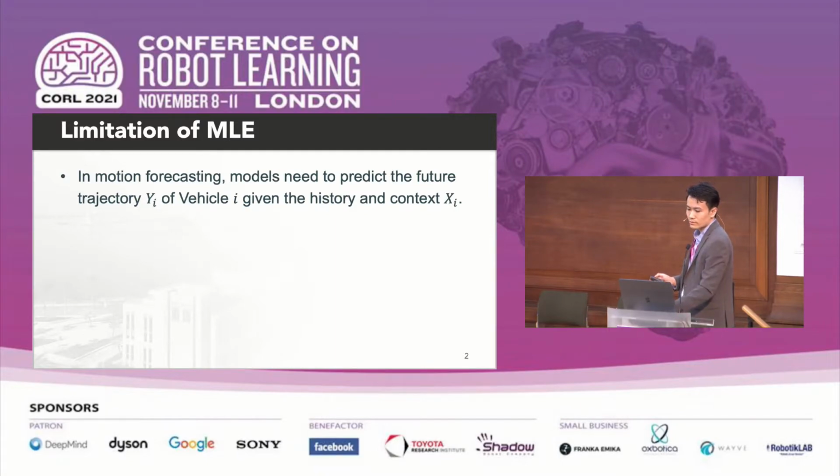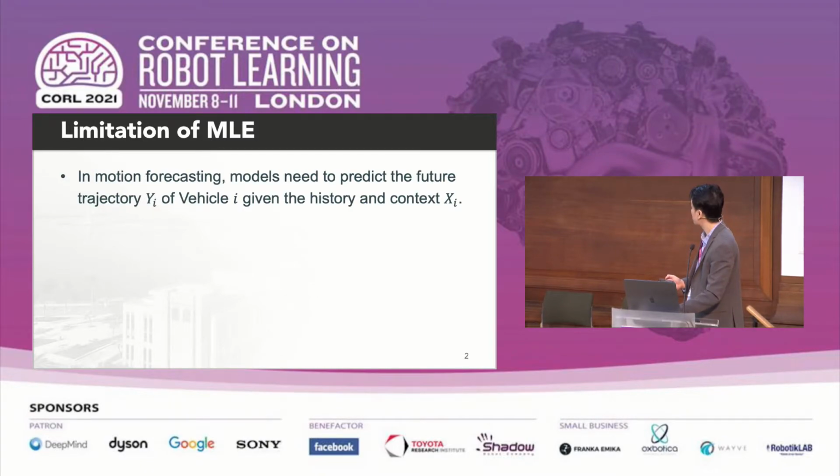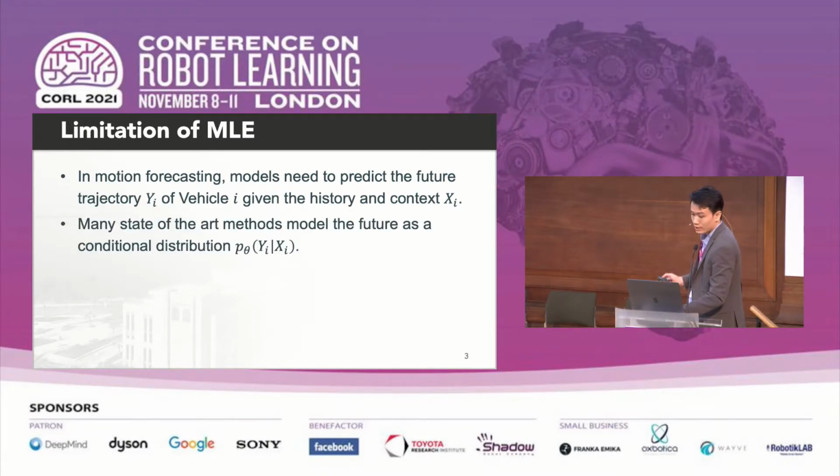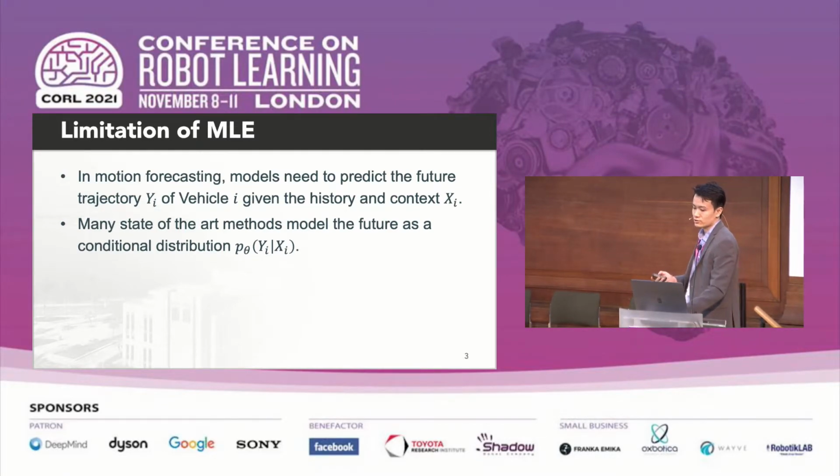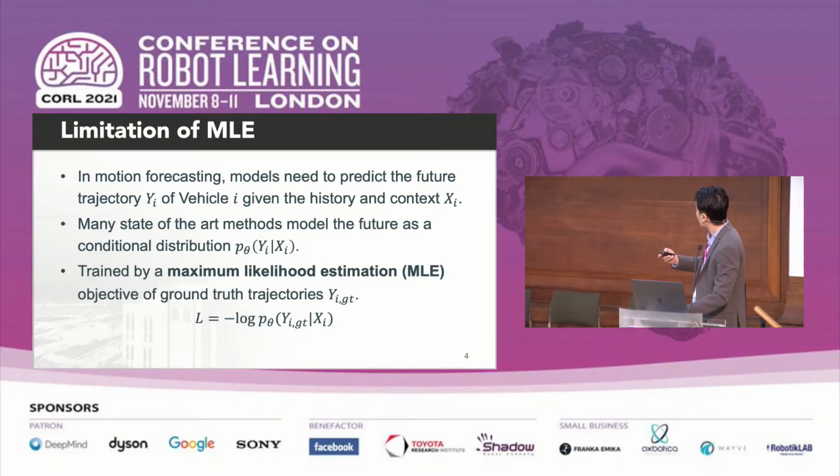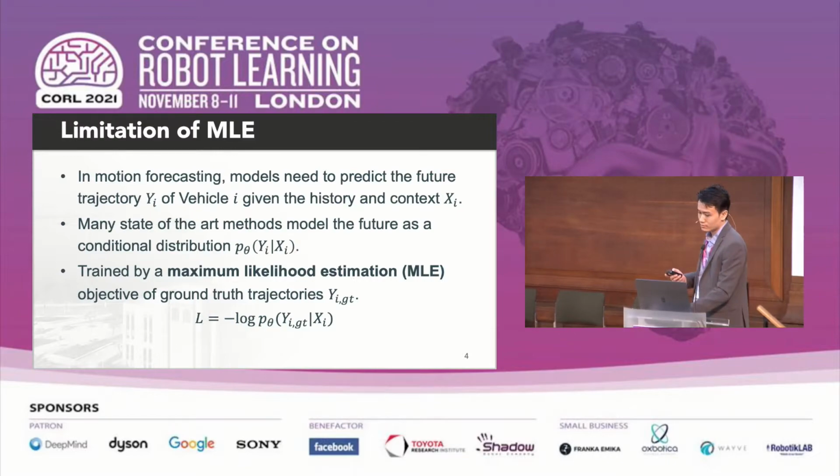So we focus on motion forecasting in the field of autonomous driving. In this task, the model needs to predict the future trajectory of a vehicle given the past history and some context information. Many state-of-the-art prediction models in this field predict the future as a distribution and are trained by a maximum likelihood estimation, MLE objective, or its variant, to maximize the likelihood of the ground truth trajectory in its predicted distribution. This simple log likelihood objective here is an example.